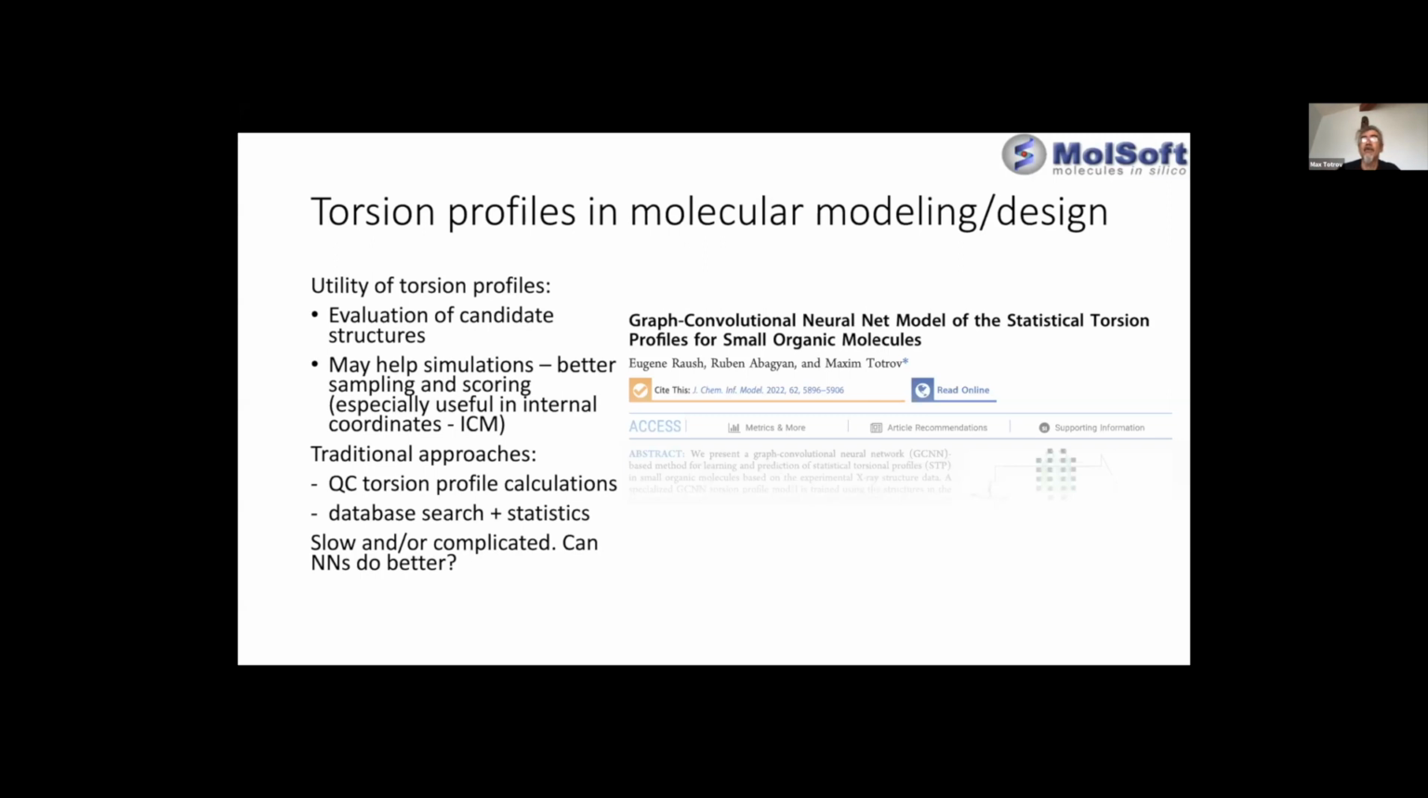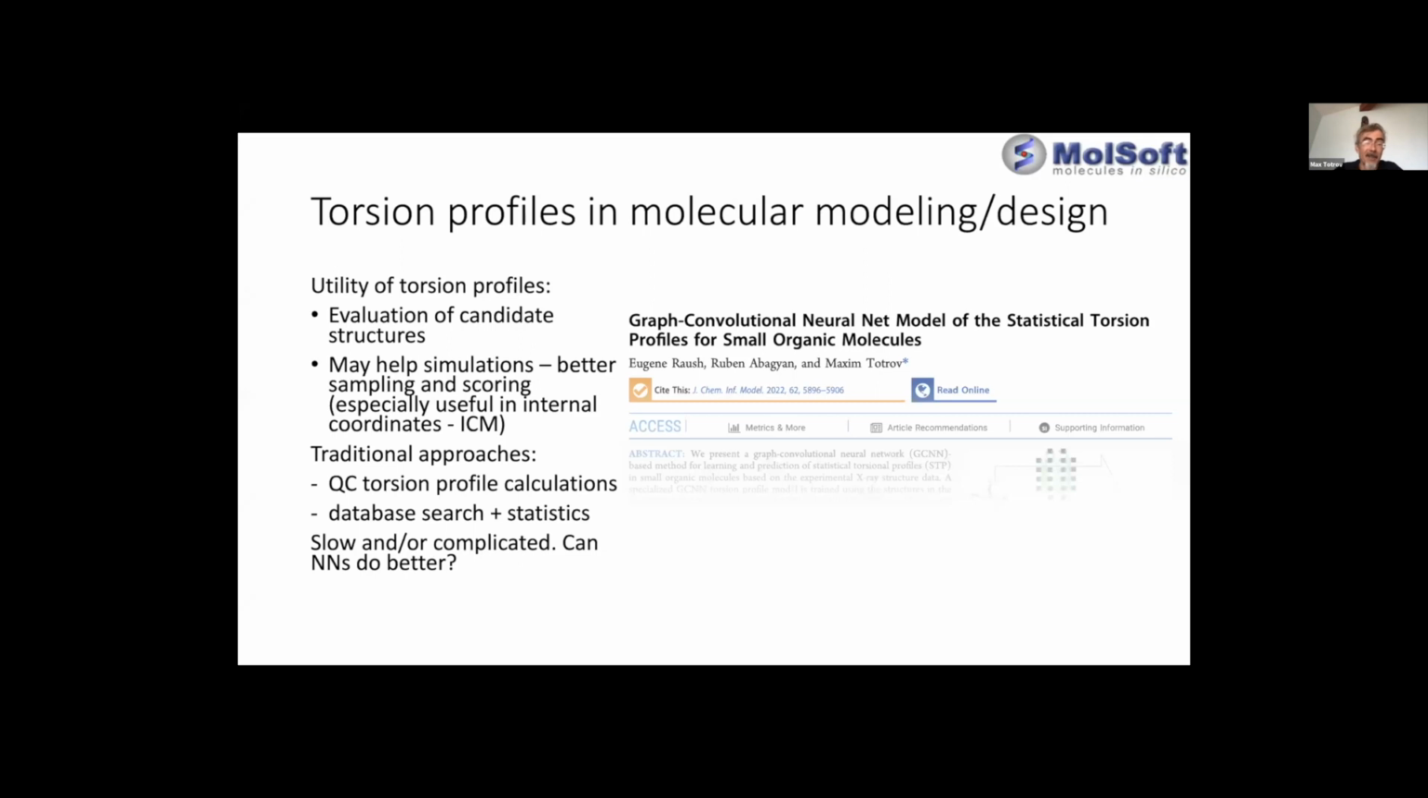You need to prepare some nice model molecule, do the scan. Sometimes it doesn't converge, etc., etc. The alternative commonly used is database search. So you look in a database of crystal structures of small molecules and do some statistics. You need to construct the query in a way that mimics your molecule of interest, etc. And again, it's kind of complicated. And so we were interested in whether we can do better with neural networks.